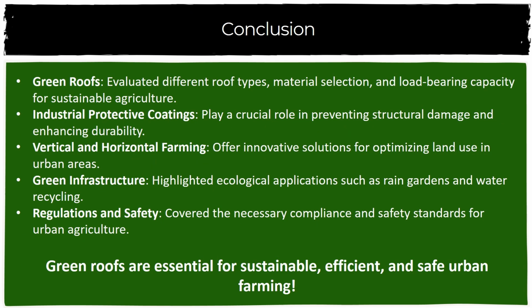Conclusion: green roofs evaluated different roof types, material selection, and load-bearing capacity for sustainable agriculture. Industrial protective coatings play a crucial role in preventing structural damage and enhancing durability. Vertical and horizontal farming offer innovative solutions for optimizing land use in urban areas.